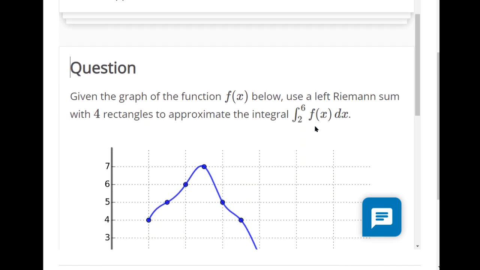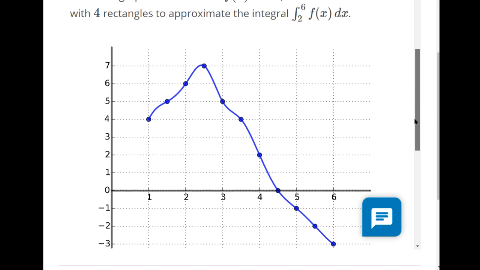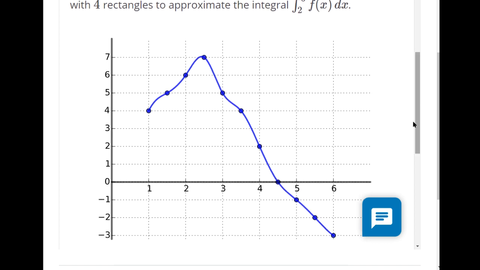Cool. Okay. Now they want me to do this one with 4 rectangles on the interval from 2 to 6. Part of that curve dips below the x-axis. So we're going to be taking away some area from the rectangles that stick up above the x-axis.